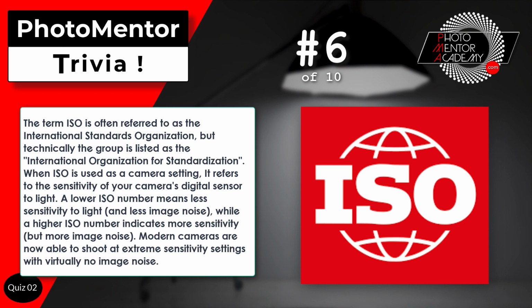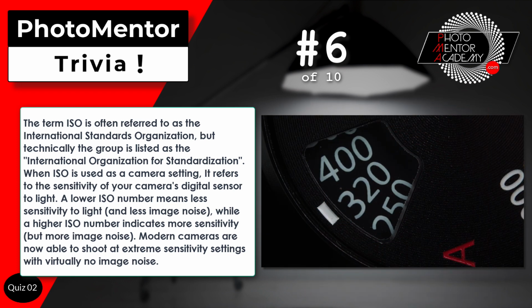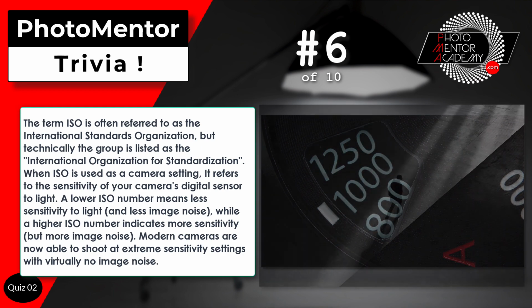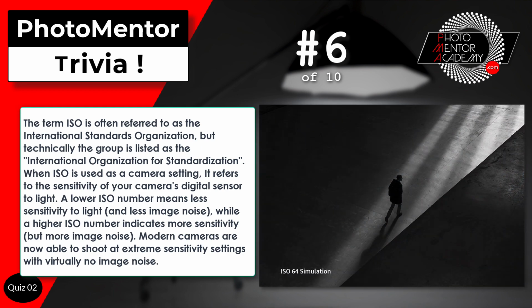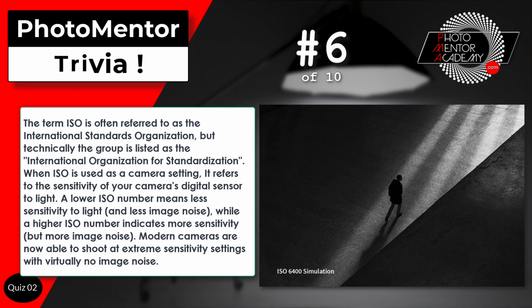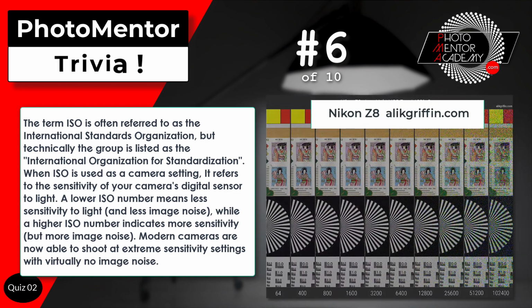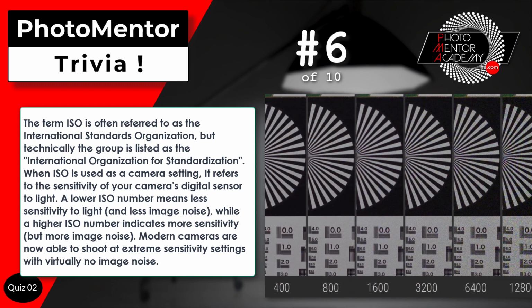The term ISO is often referred to as the International Standards Organization, but technically the group is listed as the International Organization for Standardization. When ISO is used as a camera setting, it refers to the sensitivity of your camera's digital sensor to light. A lower ISO number means less sensitivity to light and less image noise, while a higher ISO number indicates more sensitivity but more image noise. Modern cameras are now able to shoot at extreme sensitivity settings with virtually no image noise.